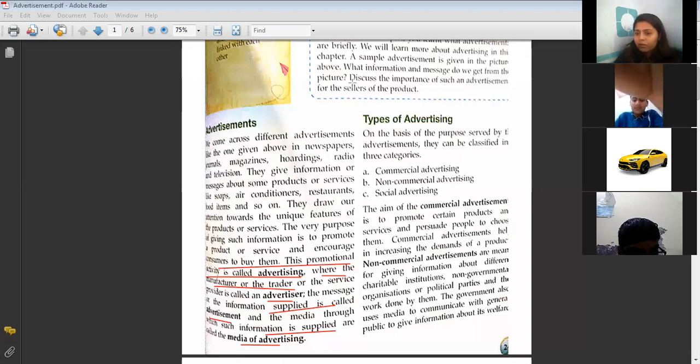Next is social advertisement. Recently, when we were suffering, we all faced corona trouble. Then we saw that many advertisements used to come: wear your mask, stay at home, don't go out. Right? We have seen such sort of advertisements.